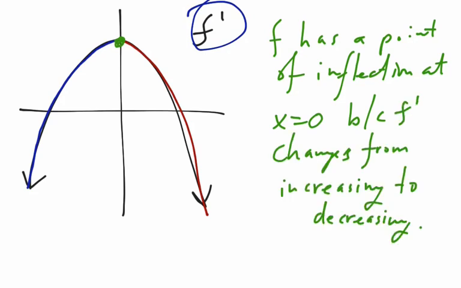Notice here we don't have to say "vice versa" specifically for this particular instance, because f prime does change from increasing to decreasing. There's no vice versa, it's just increasing to decreasing.